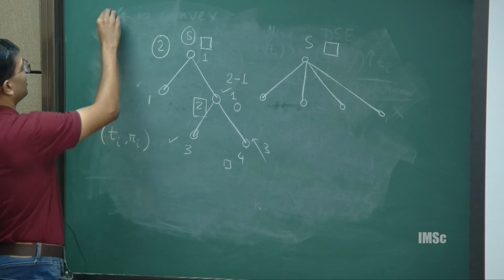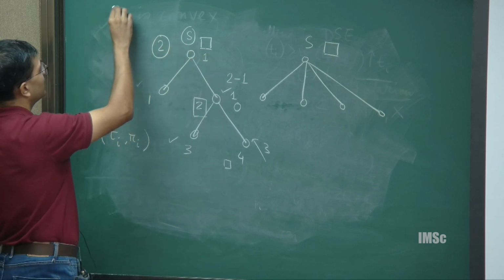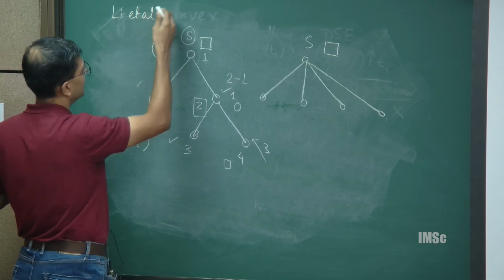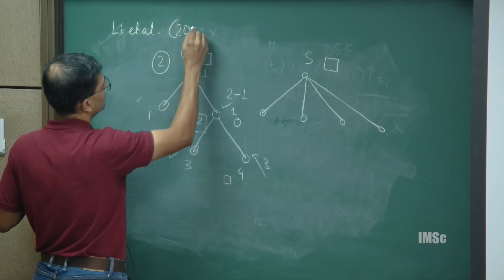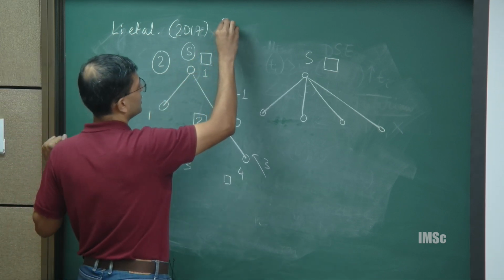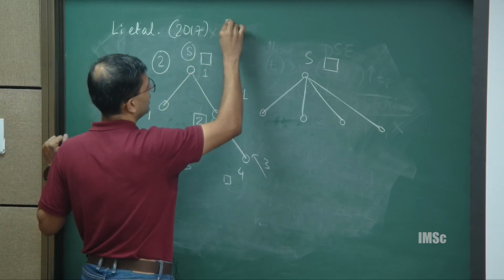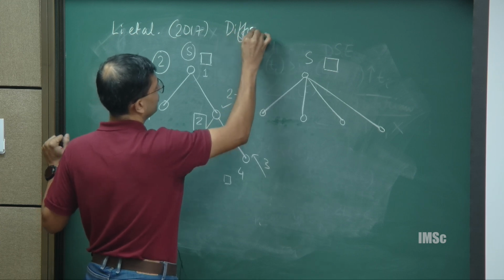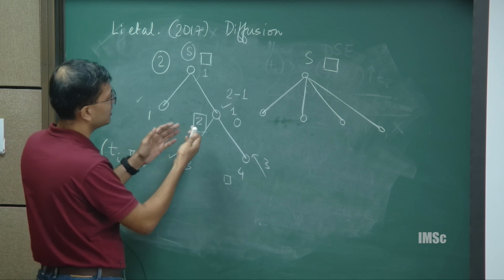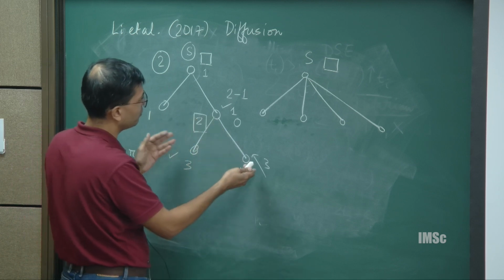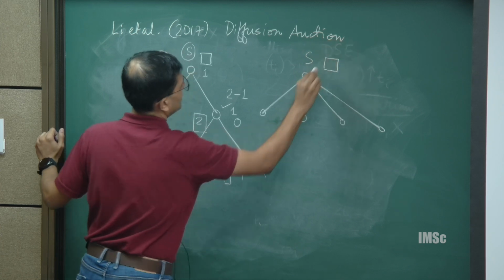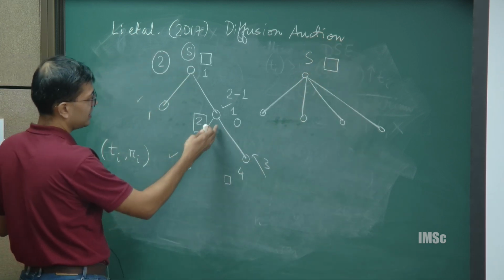So this area of research started in 2017, and if you are interested, I will tell you the complete reference. It is 2017 by Lee and others. I think the paper title is diffusion auction design. They call it diffusion auction because it is actually happening in this diffusion manner. So you are giving some clear incentives for people to forward this information. And they have actually come up with a nice mechanism.